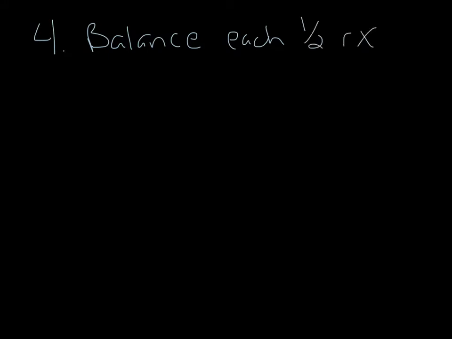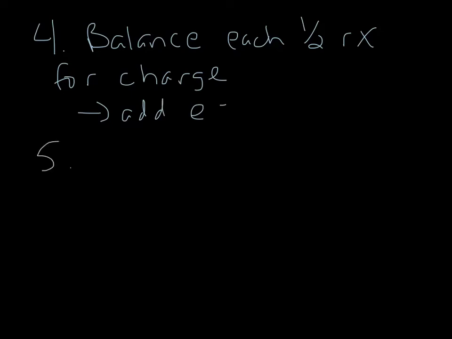So after you balance for mass, then you're going to balance for charge. So we'll say balance each half reaction, so my oxidation and my reduction reaction, with respect to charge. So that can be done by adding electrons, so that the charge on each side, the reactant side and the product side, is equivalent. When you've balanced each half reaction for charge, then you want to make the number of electrons in each equivalent to one another, so that when you add them together, those electrons will cancel out, since they'll be on opposite sides for the oxidation and the reduction reaction.